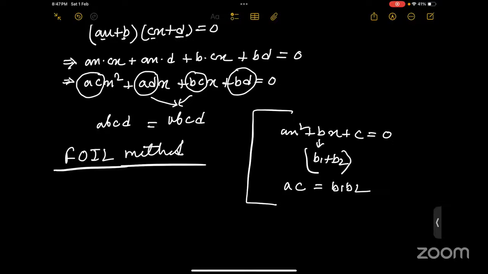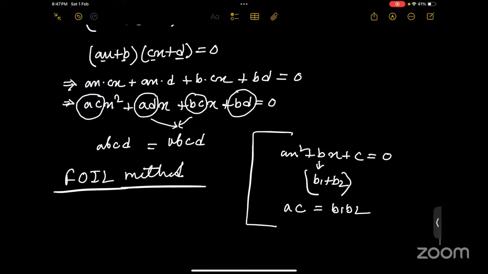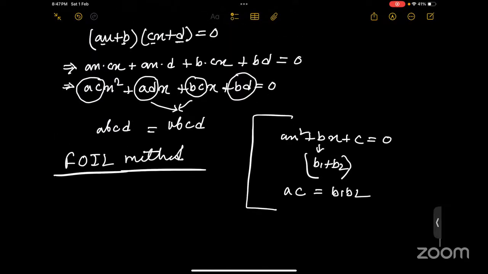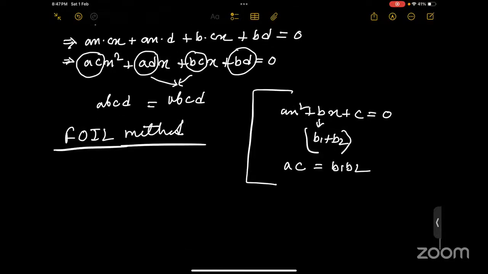Take an example for better understanding, ma'am. Yes, we will solve by example, but the basic method is to break the middle term, the coefficient of x, in such a way that their product equals the product of the coefficient of x square and the constant term, right? For example, suppose we take 10x square plus 13x plus 3 equals 0. Suppose we want to use the FOIL method.